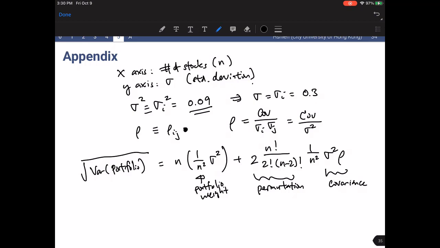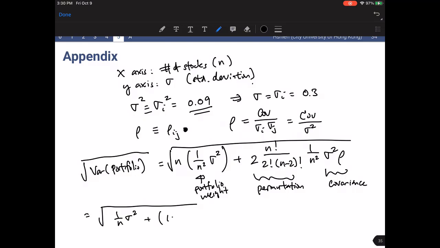So there should be a square root here, sorry. So this should therefore be the square root of 1 over n times sigma squared plus 1 over 1 minus n sigma squared rho. Okay? In the case of n greater than 2, you can work out the math yourself. It's quite straightforward. It's just algebra.